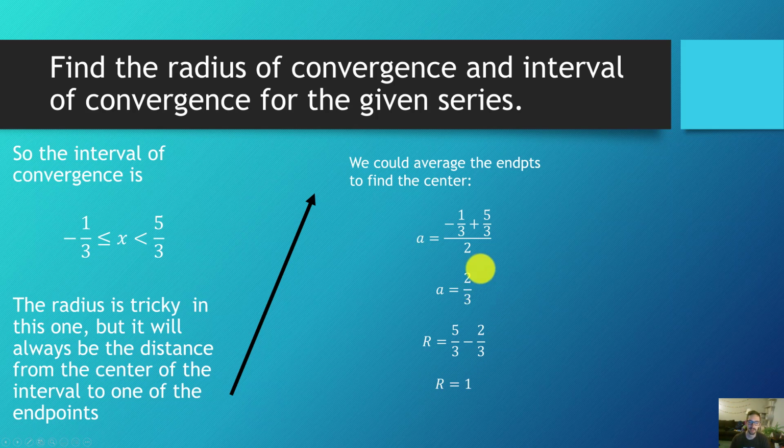Let's think about that for a second. If the center is 2/3 and we add 1 or 3/3, 2/3 plus 3/3 is 5/3, and 2/3 minus 3/3 is negative 1/3. So it seems like it's correct. Our radius of convergence is 1.